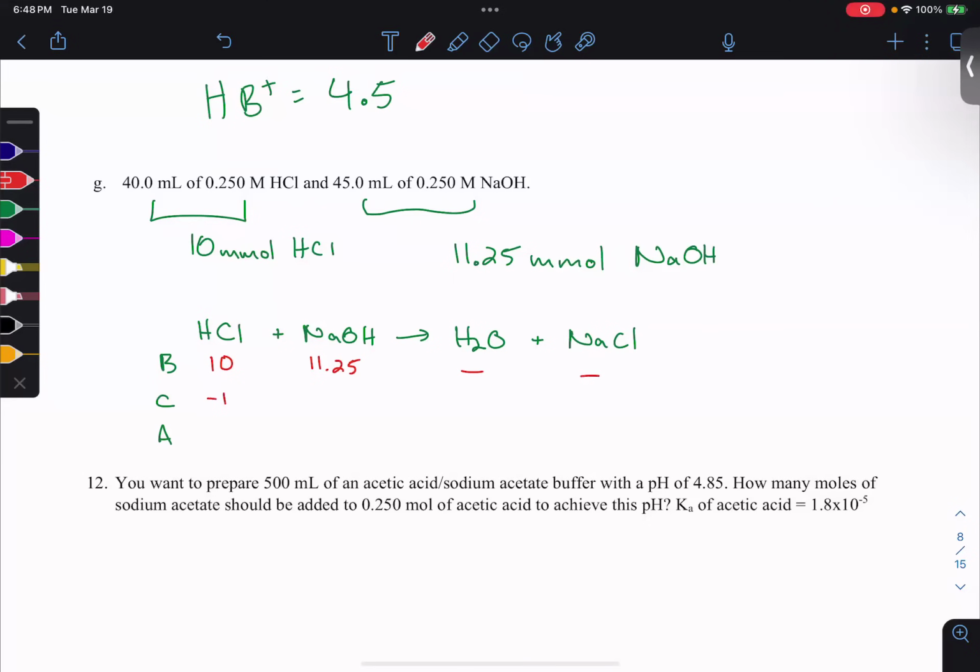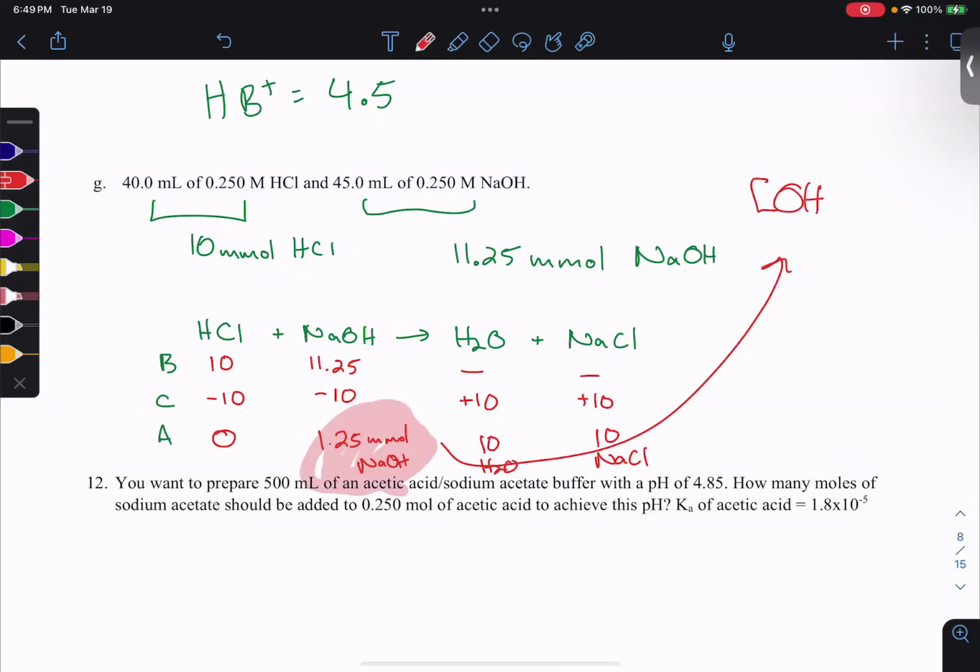But let me prove it to you. So minus 10 for HCl, minus 10 for sodium hydroxide, plus 10 for water, plus 10 for NaCl. So after this neutralization, I have no acid left, but I have 1.25 millimoles of sodium hydroxide. I have 10 millimoles of water, and I have 10 millimoles of NaCl. NaCl is a what? Neutral salt. Water is water, it's neutral. Sodium hydroxide is a base. So which one's gonna dictate our pH? The base, yeah.